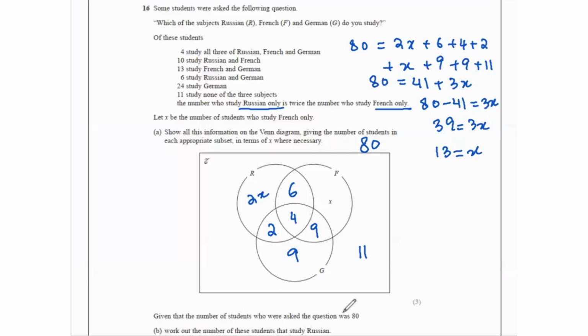Work out the number of students that study Russian. So Russian is 2 times 13 plus 6 plus 2 plus 4. Like I said previously, if it says Russian only, it's going to be 2x. But if it says Russian, then that's all of the elements inside the Russian circle. So that is going to be 26 plus 12, 38. 38 is the number of people who study Russian, and that is your answer.